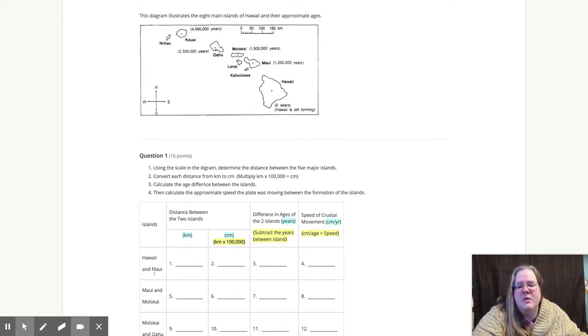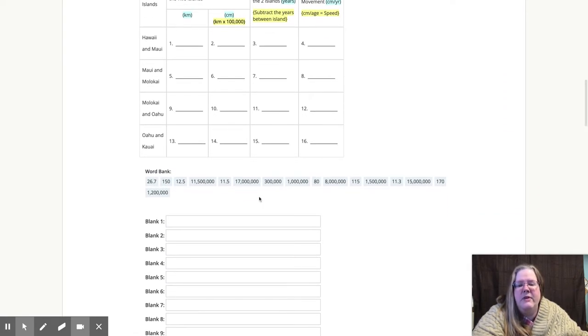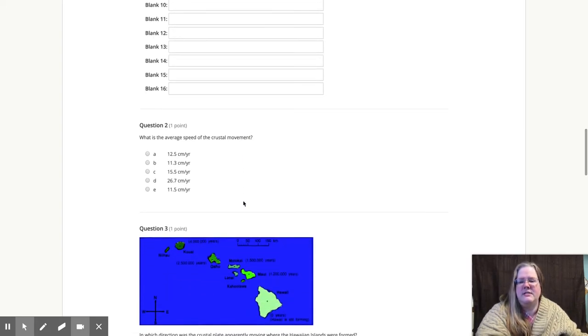So for example, this is Hawaii to Maui. You're going to measure dot to dot using your handy dandy self-created ruler. You're going to tell me how many kilometers that is. Convert it to centimeters, then subtract 1.2 million years minus 0. Should be really easy. You should be putting 1.2 million years right there. And then you do your division and you're going to get your speed. And we've got some choices down here, so it's just pop in the blanks. Then I've got some questions about that.